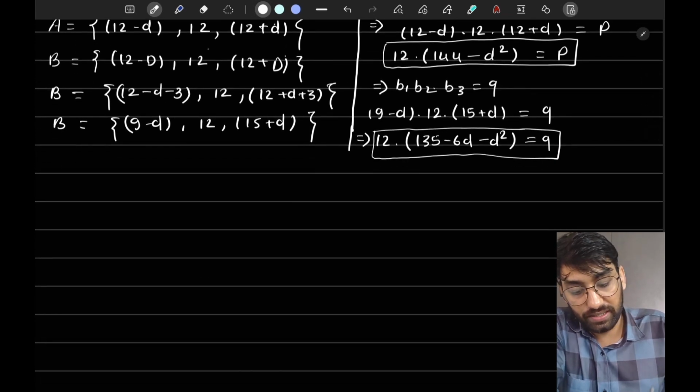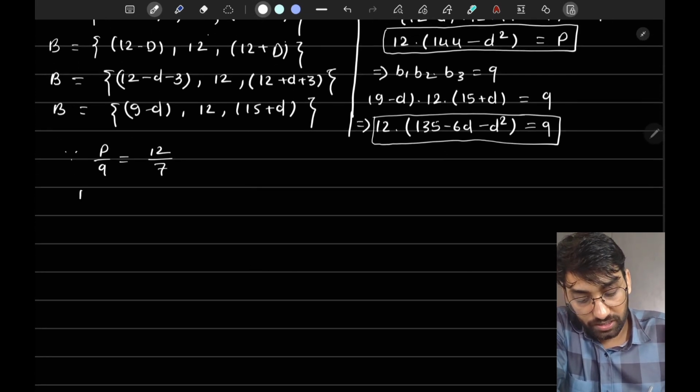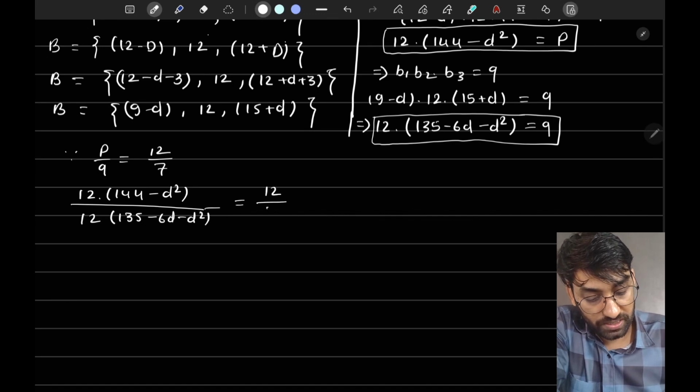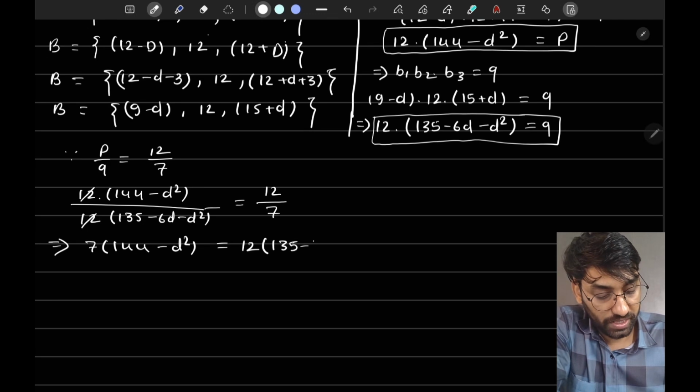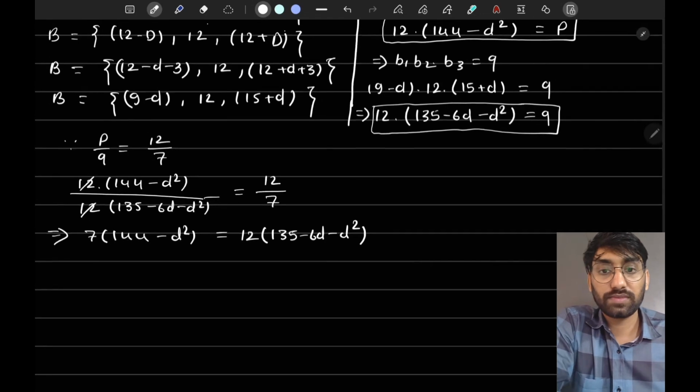So let's substitute the values of P and Q. What will I get? 12 into (144 minus d square) upon 12 into (135 minus 6d minus d square) equals 12 by 7. So 12 is gone. If I do the cross multiplication, I get 7 times (144 minus d square) equals 12 times (135 minus 6d minus d square). Correct? Till this is clear?